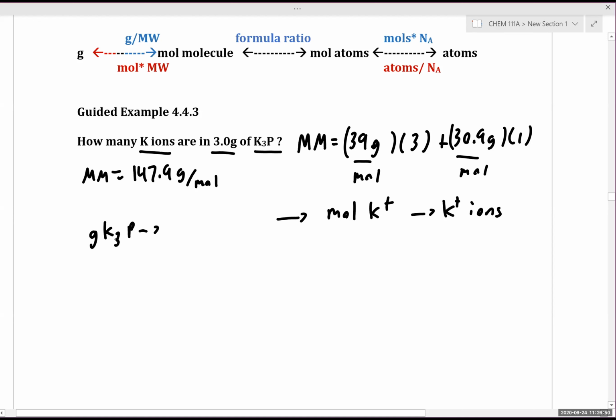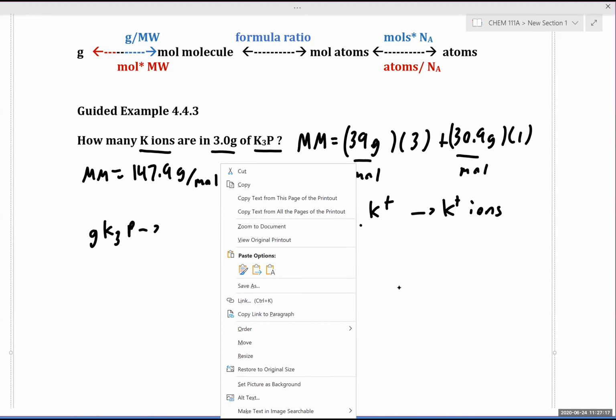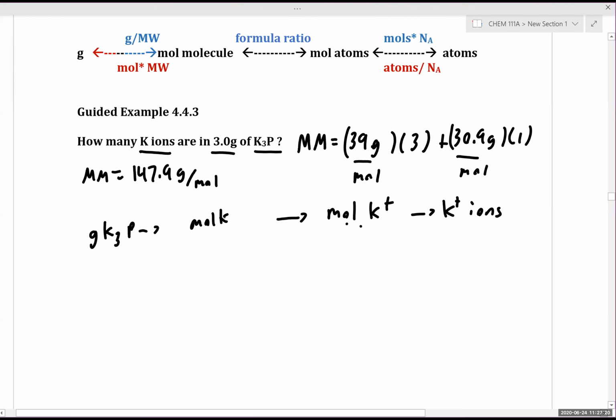Okay. Now where are we going to get the moles of potassium from if we have the mass of potassium phosphide? The molar mass? Yes, but we don't have the mass of potassium directly. So how do we calculate the moles of an atom in a compound? To calculate the moles of atoms, we need the moles of our molecule, which would be the moles of potassium phosphide. So you get the moles of the atom from the moles of your molecule.